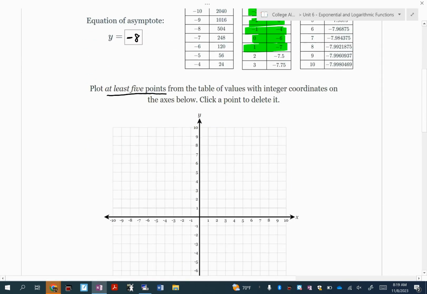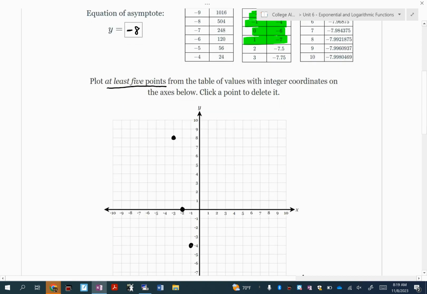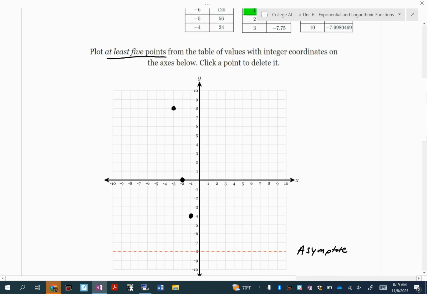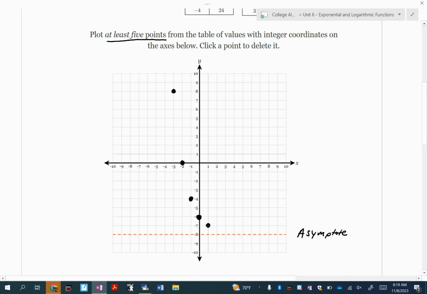Okay. All right, so I see -3 and +8, -2 and 0, -1 and -4, 0 and -6, and finally 1, -7.